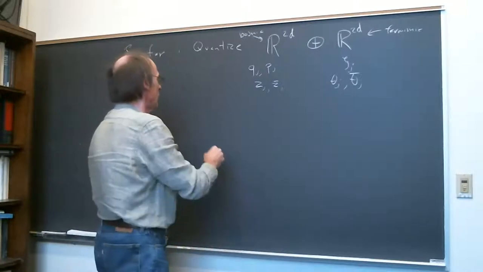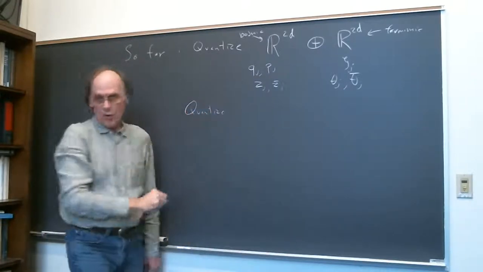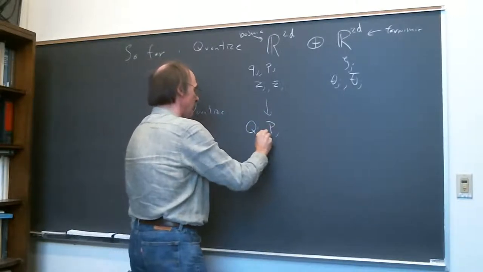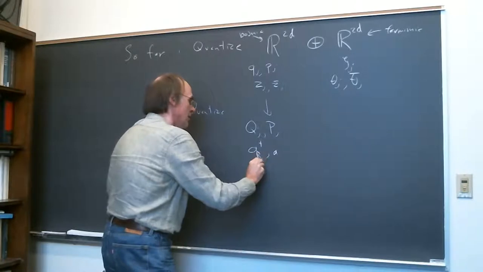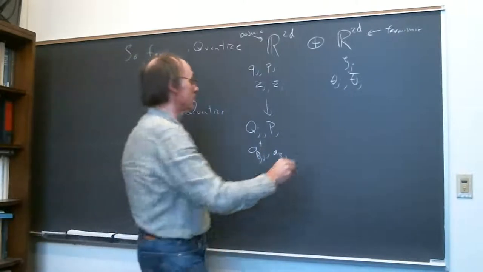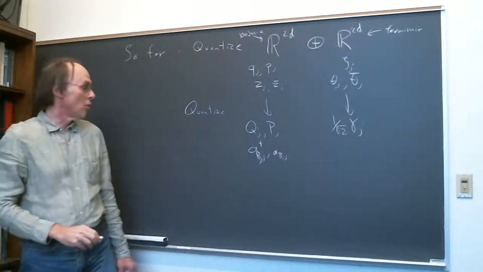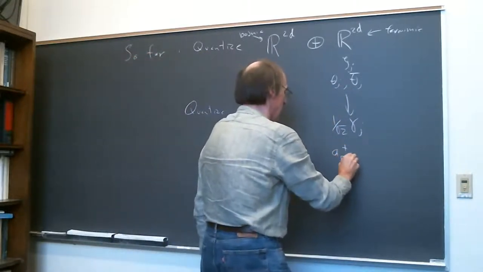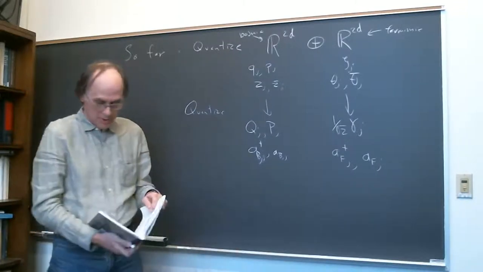And then what happened when you quantize is that these guys become operators, either Qj or Pj operators, or these you can think of as bosonic annihilation and creation operators. And here these guys became gamma matrices, or if you like, once you have the complex structure, you can think of these as giving you fermionic annihilation and creation operators.